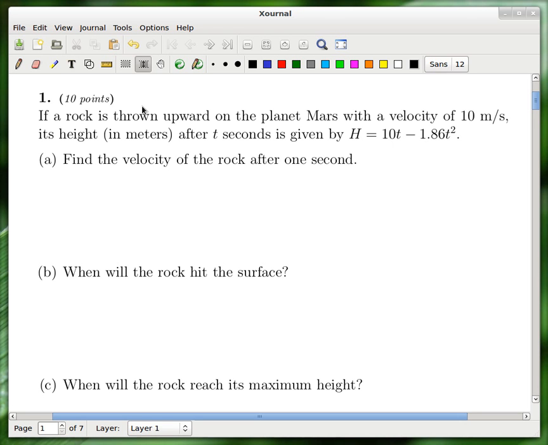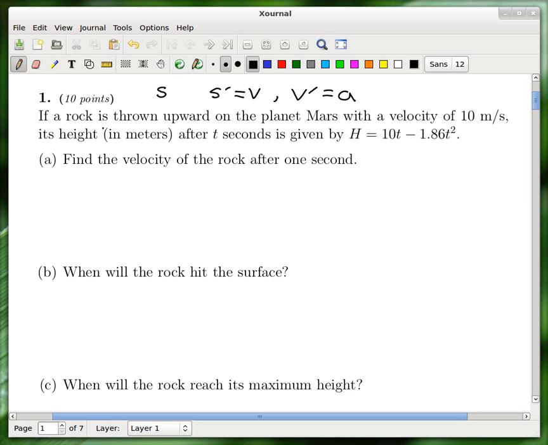Okay, so this is a question about the relationship between location, velocity, and acceleration. If s is the displacement of a particle in one dimension, then the derivative of location is equal to velocity, and the derivative of velocity is equal to acceleration. So all this should be pretty familiar. We're going to be using these to answer these questions.